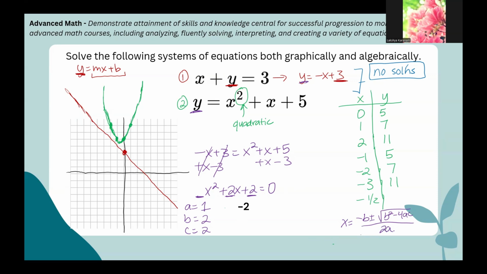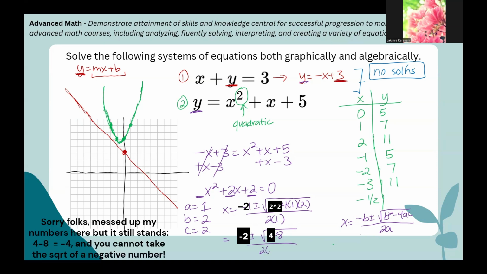So let's go ahead and plug this in. So x is equal to negative 1 plus or minus the square root of 1 squared minus 4 times 1 times 2, all over 2 times 1. Okay. So we have negative 1 plus or minus the square root, 1 squared is just 1, minus 4 times 1 times 2 is 8, over 2 times 1.